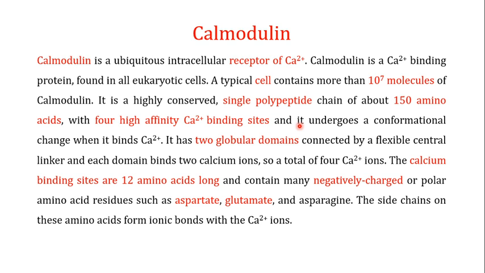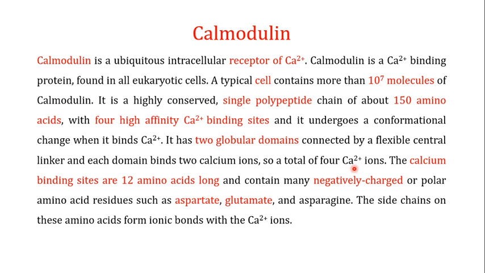Now the calmodulin has 2 globular domains, and these 2 globular domains are connected to each other by a flexible central linker. Each of these 2 globular domains has 2 calcium binding sites. It means that there are 2 globular domains, and to each globular domain, 2 calcium ions bind. So a total of 4 calcium ions bind to a single calmodulin polypeptide.